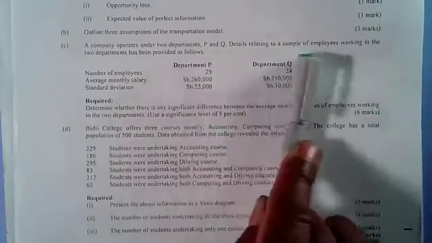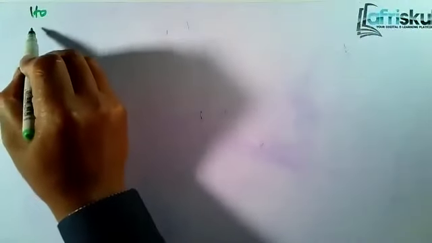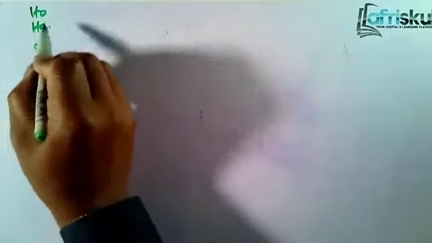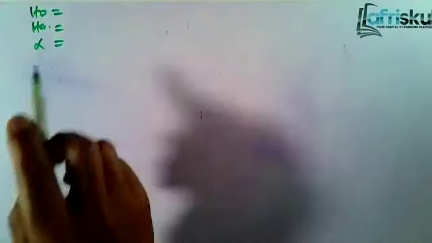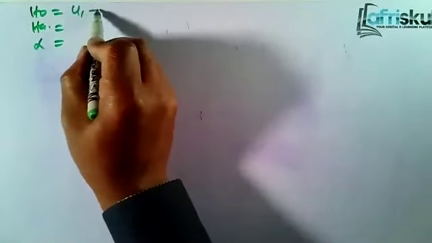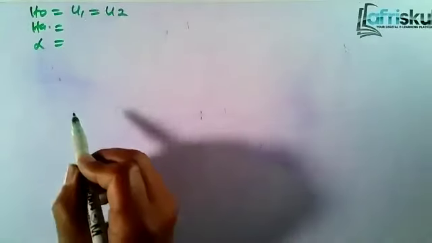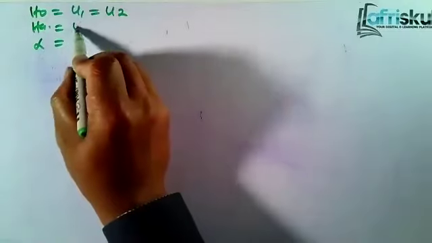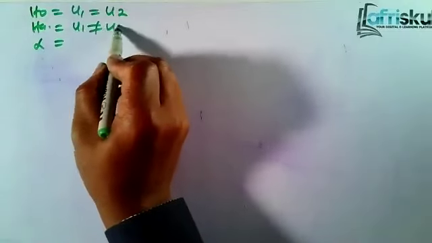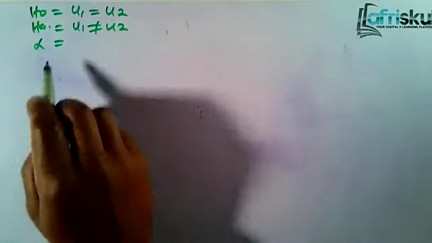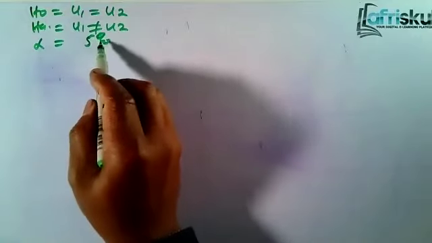So what you note, we have two departments here. So still this one we are using for two means, na tumesema utakuja null hypothesis, alternate hypothesis, na the significance level. Utasema mean of department 1 itakuwa mean of department 2. Then ukatae, mean of 1 is not equal to mean of department 2. Significance level tumeambiwa at 5%.